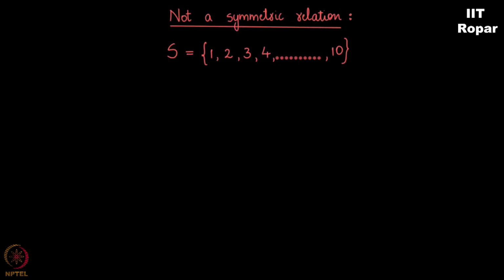And I say (a, b) belongs to my relation R, which, as I told you, is a subset of S cross S, if a divides b. I repeat, whenever a divides b, then I say (a, b) belongs to the relation R. How does this relation R look like?